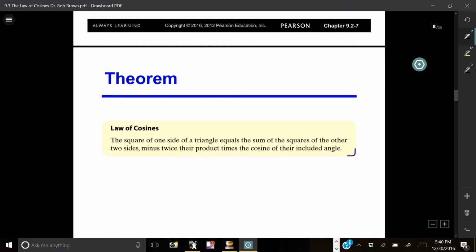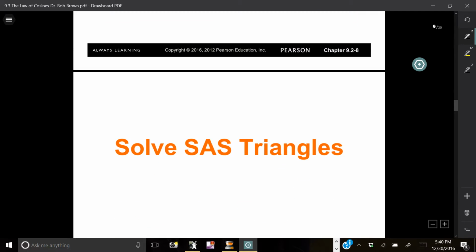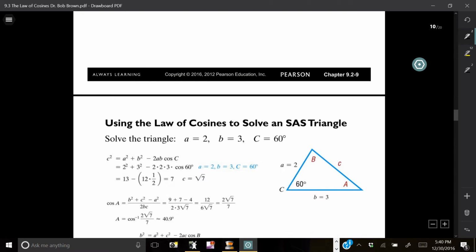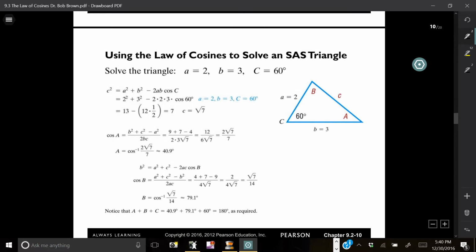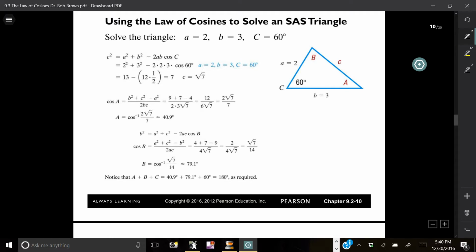This is the law of cosines in words. It says that the square on one side of a triangle equals the sum of the squares of the other two sides minus twice their product times the cosine of their included angle. Knowing this will probably help you be sure that you're writing the equation down correctly. So let's solve a triangle problem that's side-angle-side using the law of cosines.